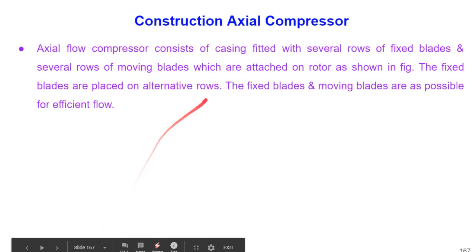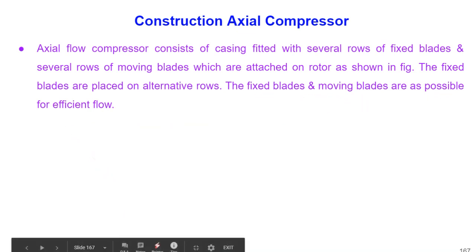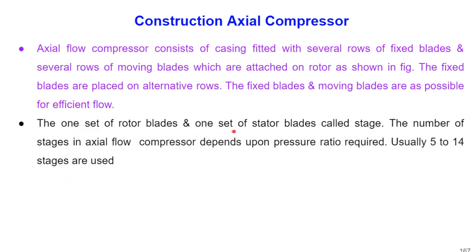An axial flow compressor consists of a casing fitted with several rows of fixed blades and several rows of moving blades which are attached to the rotor, just as we have seen in the figure. The fixed blades are placed in alternate rows. The fixed blades and moving blades are arranged for efficient flow. One set of rotor blades and one set of stator blades is known as a stage. The number of stages in an axial flow compressor depends upon the pressure ratio required. Usually 5 to 14 stages are required.